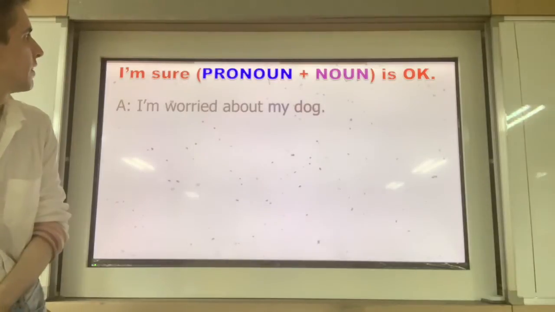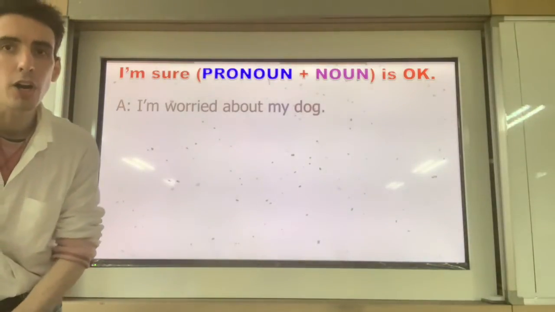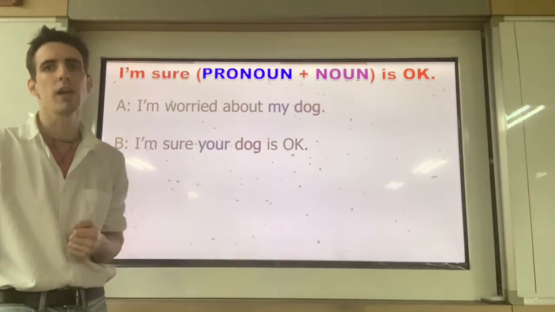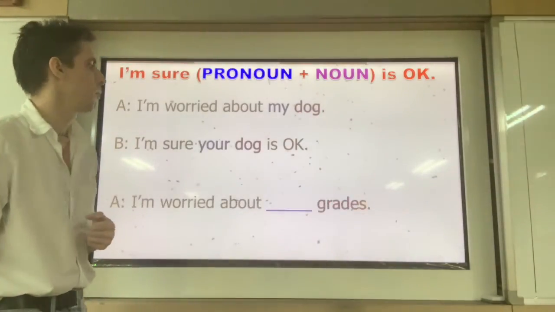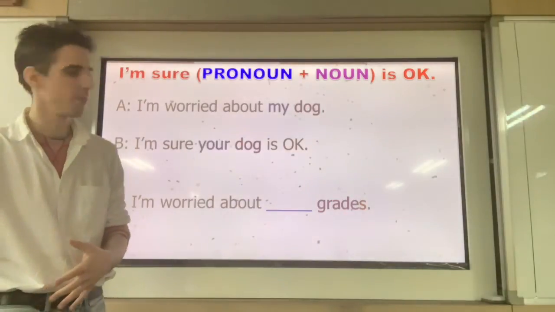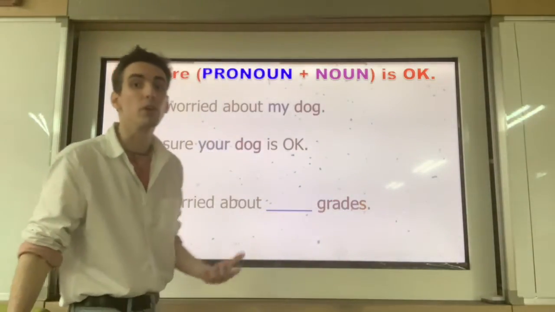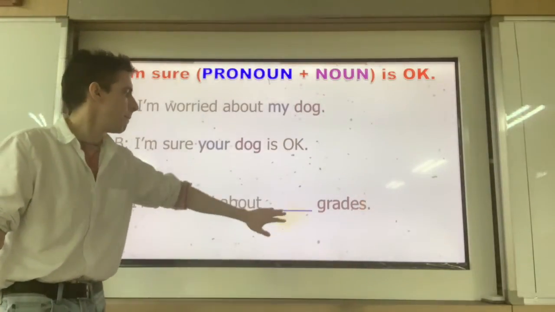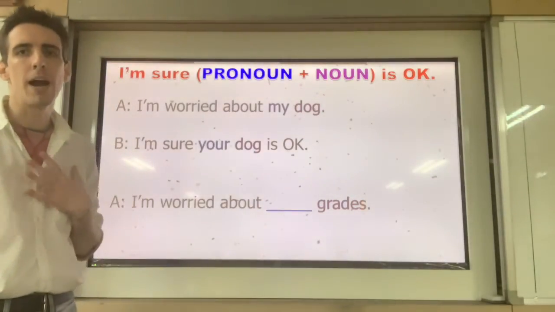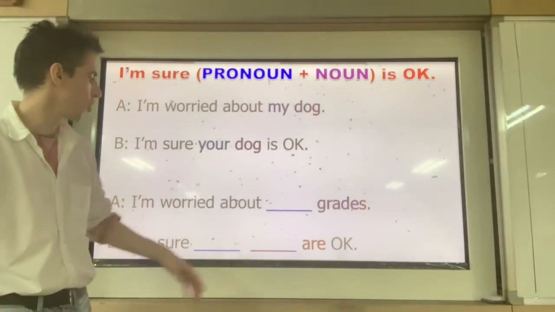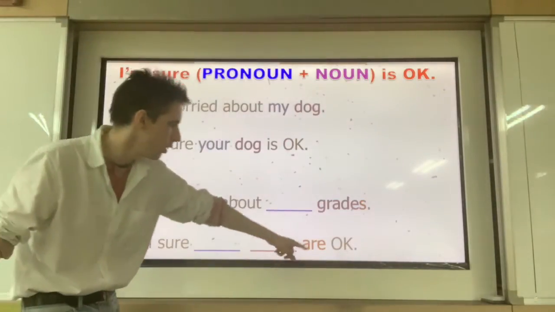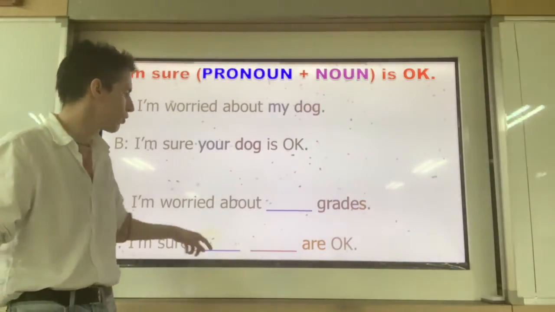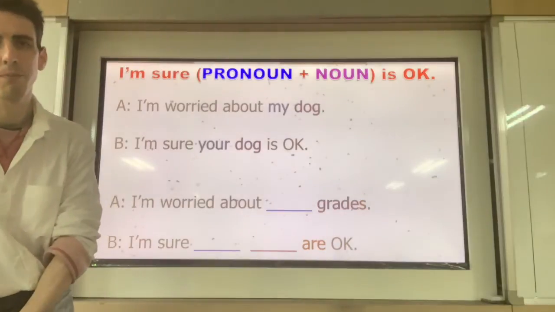All right, pronoun plus noun. I'm worried about my dog. I'm sure your dog is okay. I'm worried about blank grades. Now, don't forget the S, guys, plural, grades. All my grades in school. So, we need a pronoun. I'm worried about my grades. I'm sure blank blank are okay. Grades are. I'm sure your grades are okay.